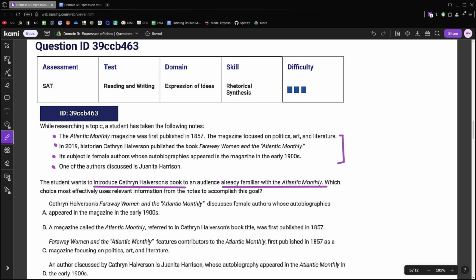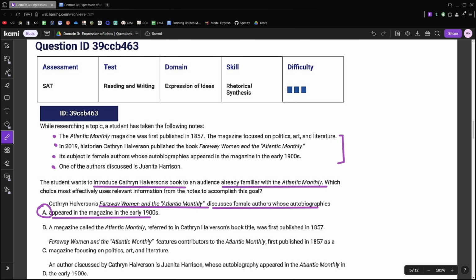Let's go ahead and get started with A. This person's book, Fairway Woman and the Atlantic Monthly, discusses female authors whose autobiographies appeared in the magazine in the early 1900s. Here's the name of the book, and then they describe what the book is about. And of course, our second part, they did not describe the magazine at all. That satisfies both parts of our task, so A will be our answer. Now let's go through the rest of the answer choices, and I'll explain to you why they're wrong.